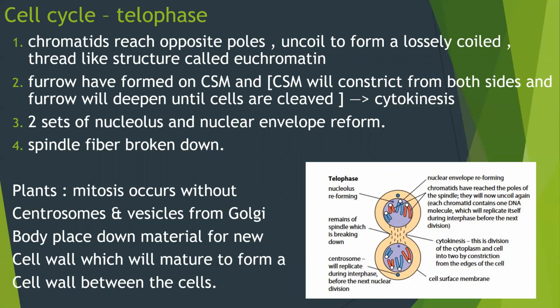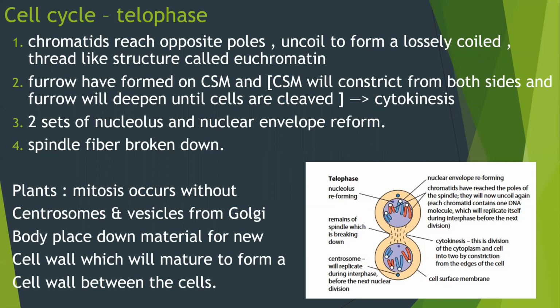So in cytokinesis, the cell surface membrane will constrict from both sides, and then the furrow will deepen until the cells are cleaved, and it will form two separate daughter cells. And obviously, now that you have two sets of chromatids, you'll need to form two nucleoli and two nuclear envelopes.